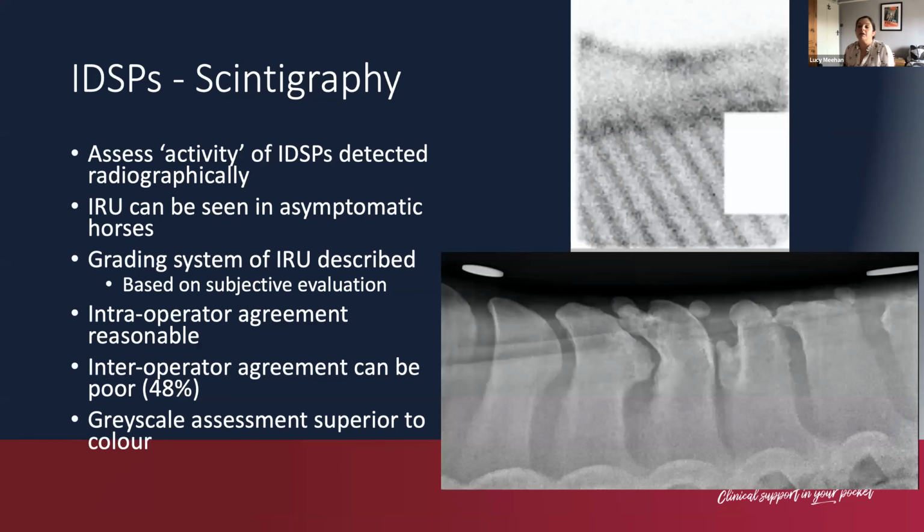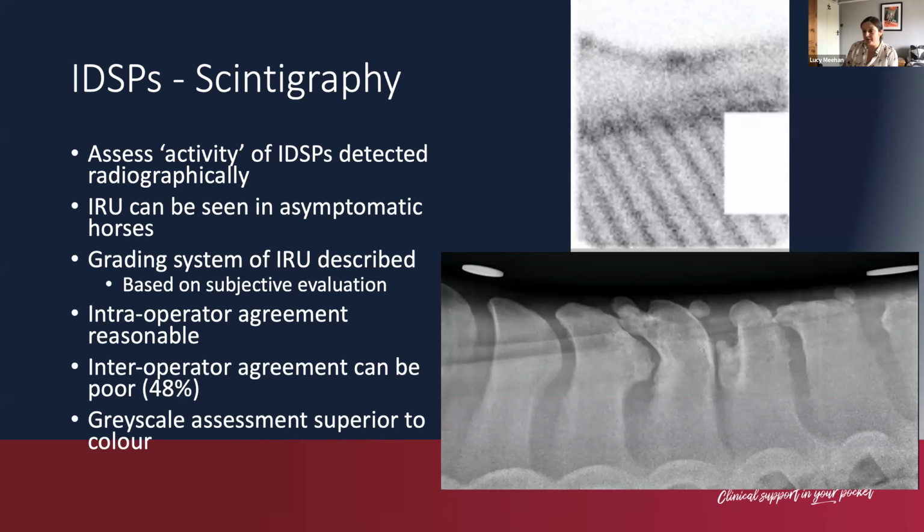So with these borderline cases, oftentimes we will do scintigraphy, and we'll do this to assess the activity or the level of bone turnover of the impinging spinous processes detected radiographically. The caveat is, as with everything, that increased radiopharmaceutical uptake can be seen in asymptomatic horses. There is, again, a described grading system for this, and the subjective grading system is mild, moderate, or severe.